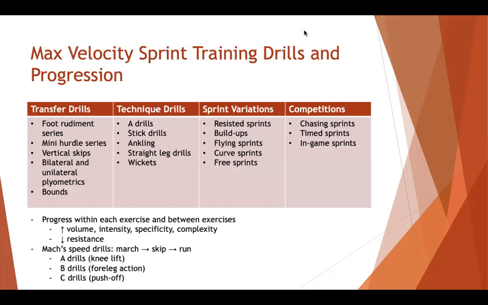The sprint training for max velocity is organized the same as acceleration, with drills split into transfer, technique, sprint variations, and competitions. There is a greater focus on vertical force than horizontal force in max velocity drills. So, for example, in the transfer drill for acceleration, we had horizontal skips to develop horizontal force, but now we want more vertical force, so now vertical skips. Sprints like flying and build-up sprints allow the athlete to increase their speed to max velocity and ensure they are truly training at max velocity during the exercise.